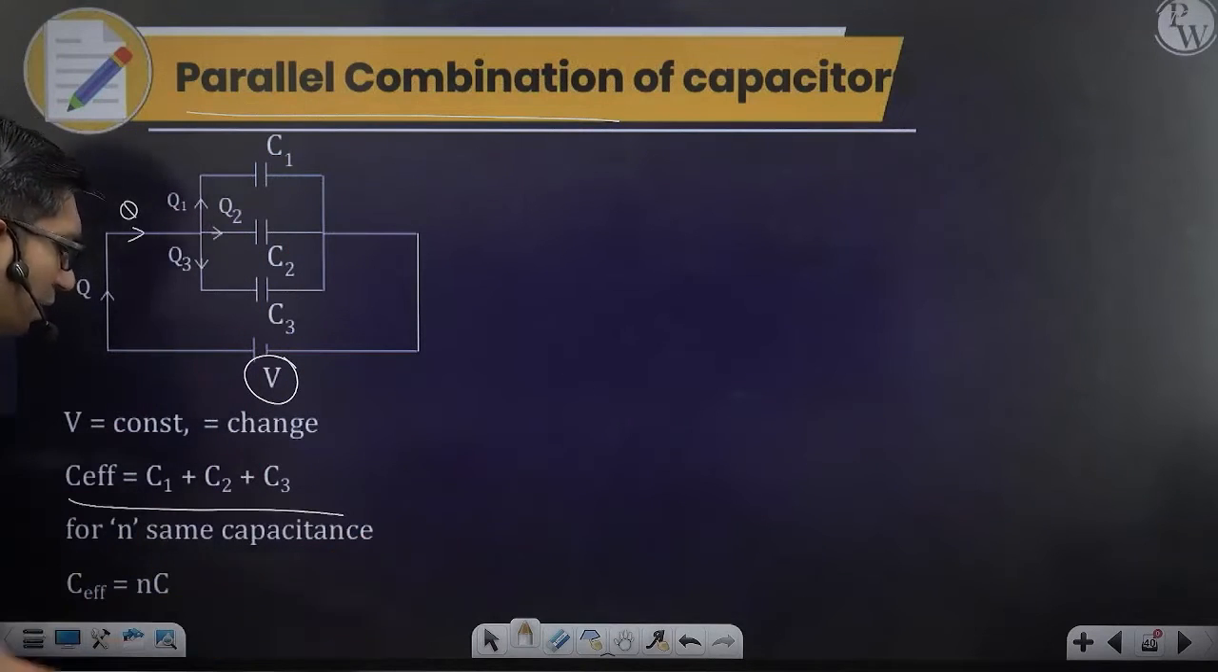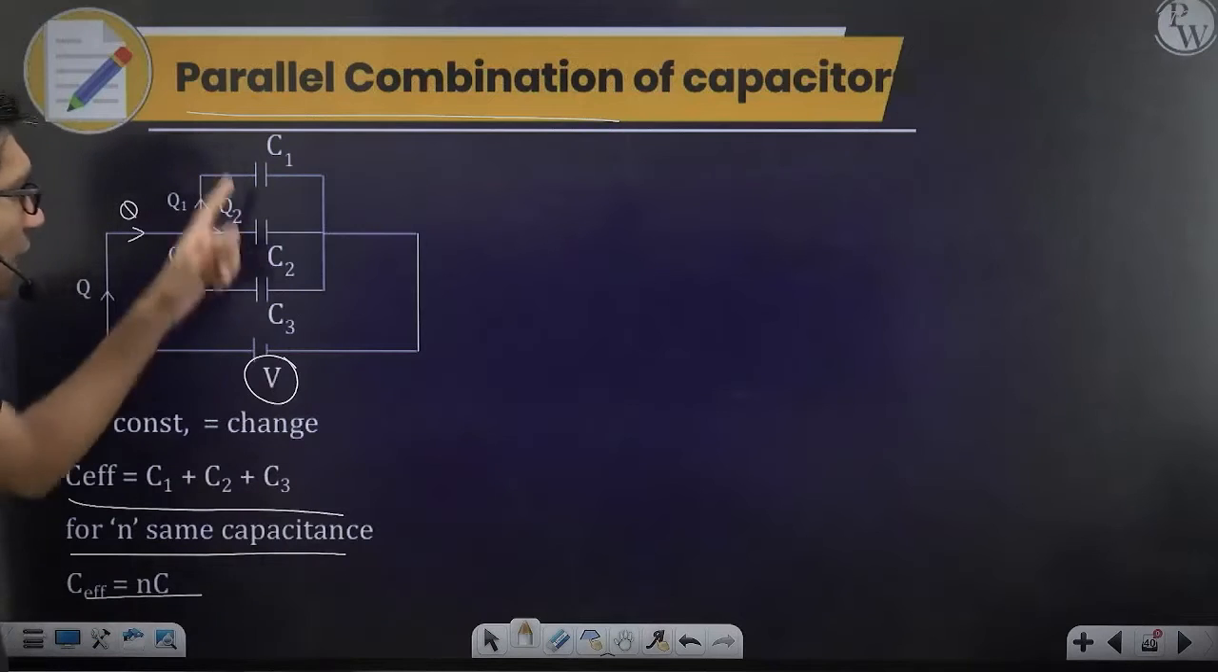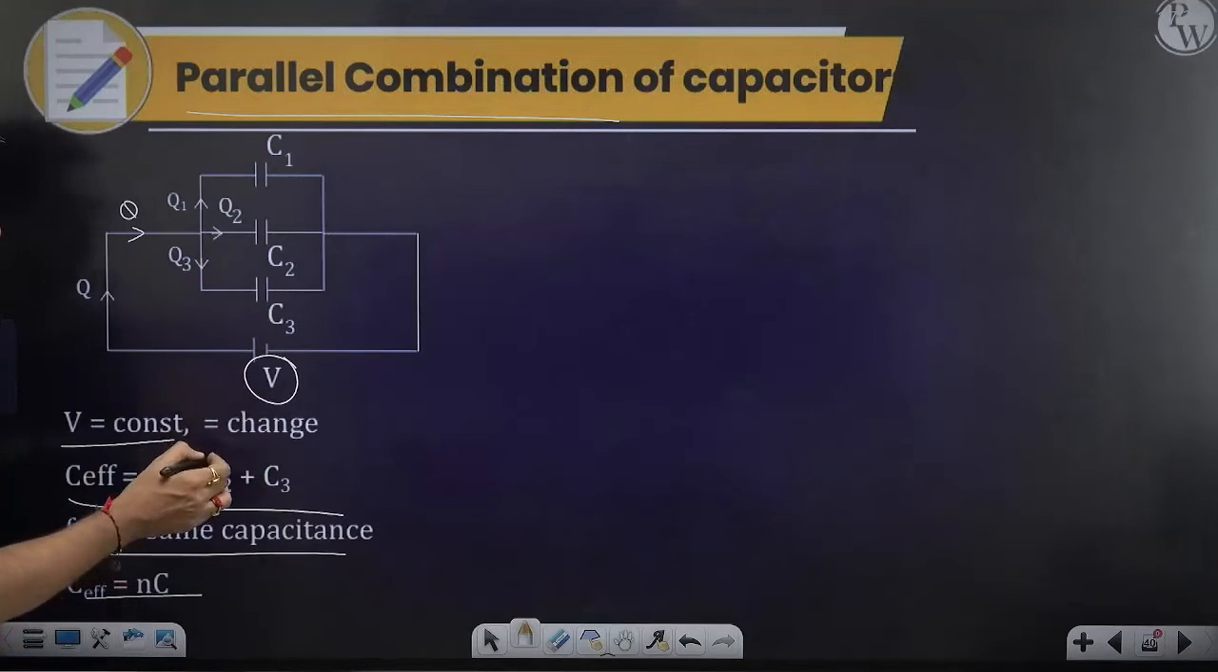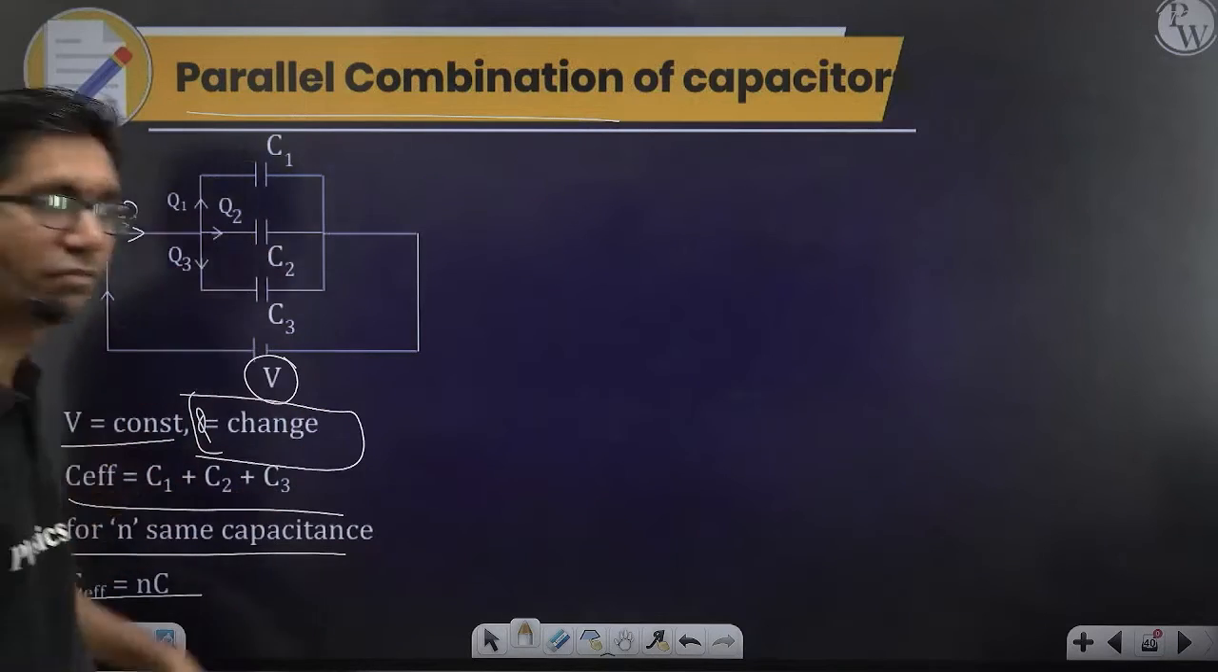Here C effective becomes C1 plus C2 plus C3. For n same capacitors it is nC. In parallel combination potential remains constant, charge changes. Charge will be different.